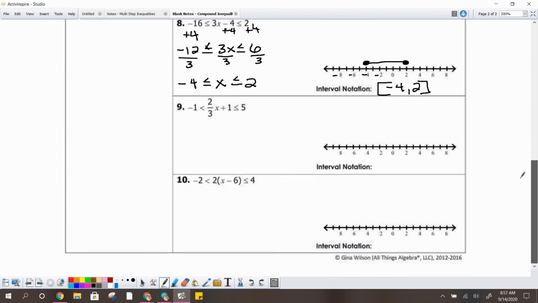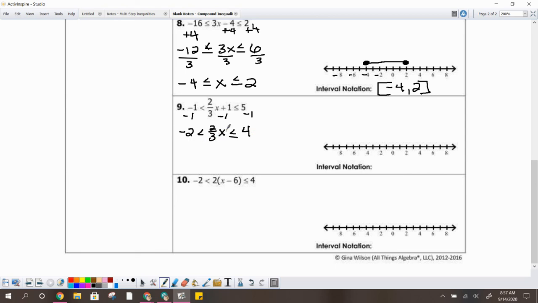All right, so number 9, I'm going to go ahead and do this one with you because there's a fraction. So step 1 is to get rid of our +1 first. Pretend like that fraction's not there yet because it's multiplication, so we save that for last. So we're going to subtract 1 from everything. So then I have -2 is less than 2/3 x, which is less than or equal to 4.